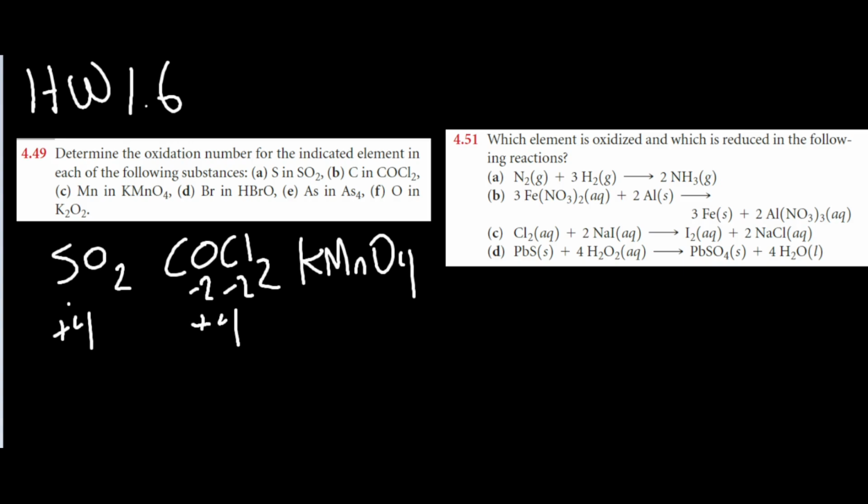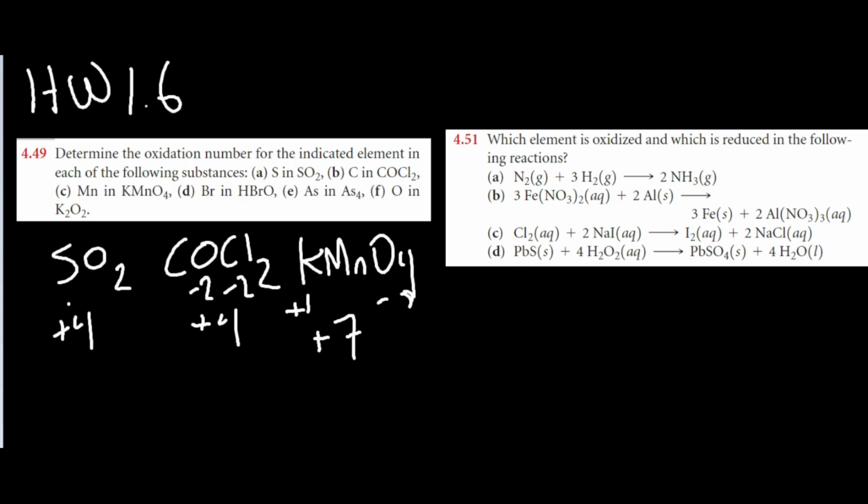Now for the charge of manganese in potassium permanganate, oxygen has a -2 charge, and multiplying that by 4, you get -8. Potassium only has 1 valence electron, so it'll give up that electron and have a +1. If you add those together, you get a -7 charge. So in order to get a 0 charge, you need to add 7, so manganese is +7.